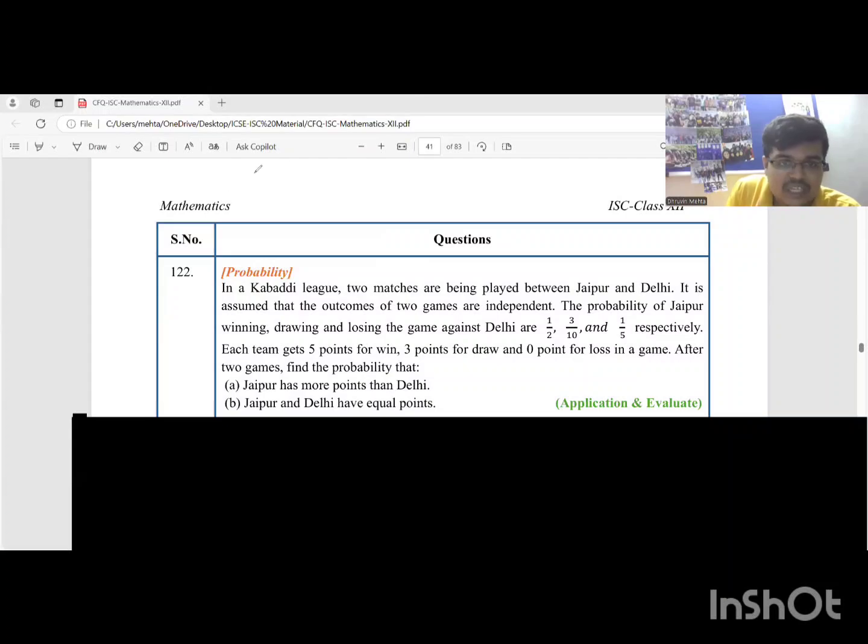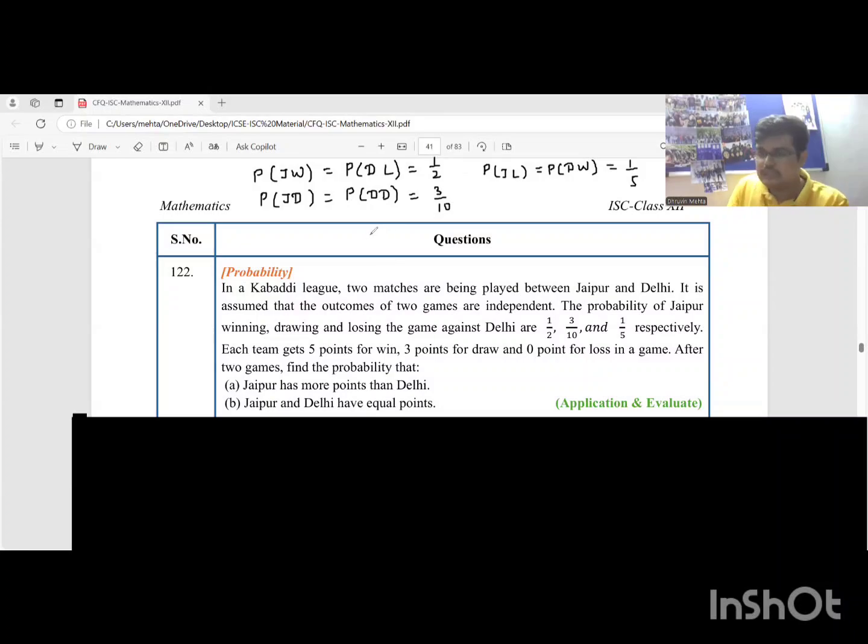So here, let me quickly note these details down. So probability that Jaipur wins is equal to probability that Delhi loses, and that is 1 by 2. Probability that Jaipur draws the game is same as probability that Delhi draws the game, and that is 3 by 10. Probability that Jaipur loses the game means Delhi wins the game, and that is equal to 1 by 5. This is the information that we have. Each team gets 5 points for win, 3 points for draw, and 0 point for loss in a game. After 2 games, find the probability that Jaipur has more points than Delhi, and Jaipur and Delhi have equal points.